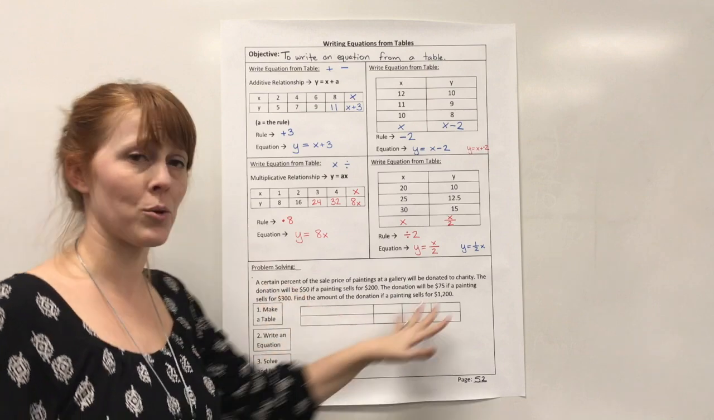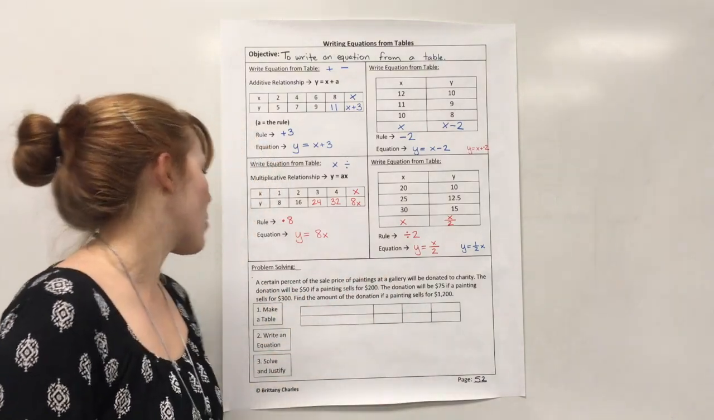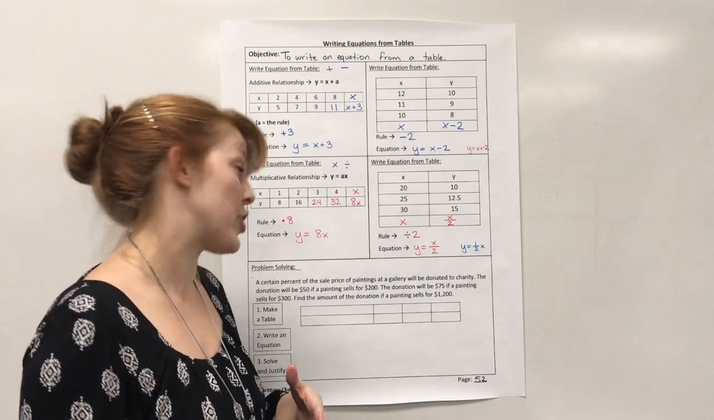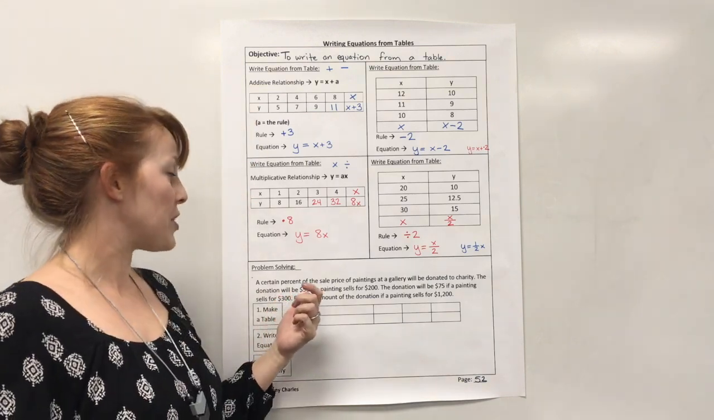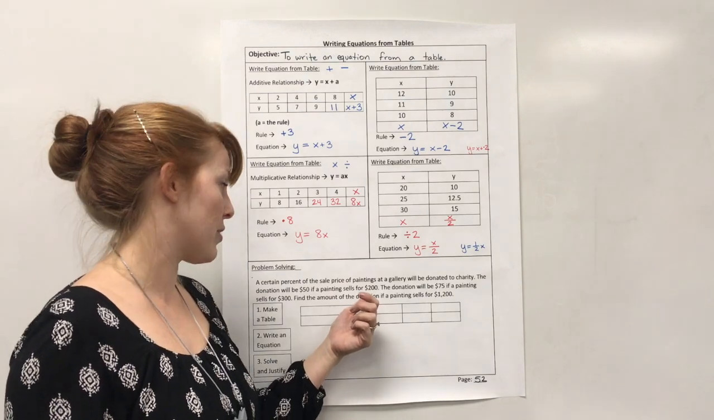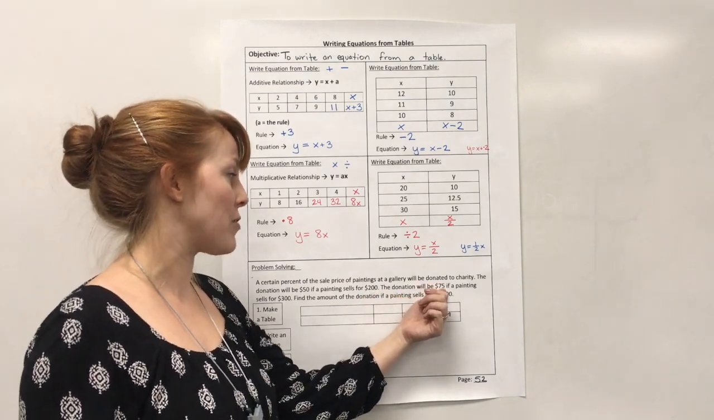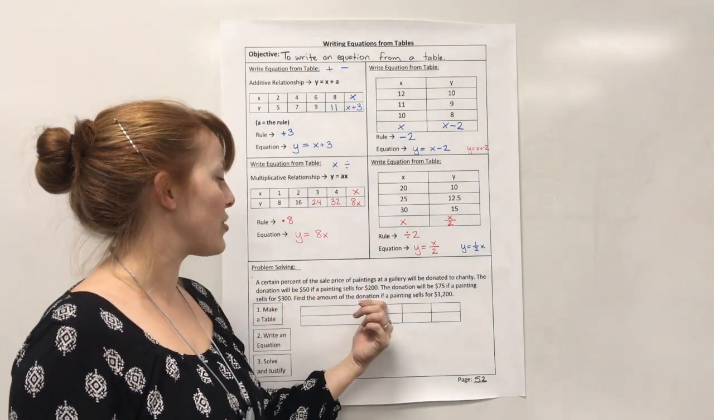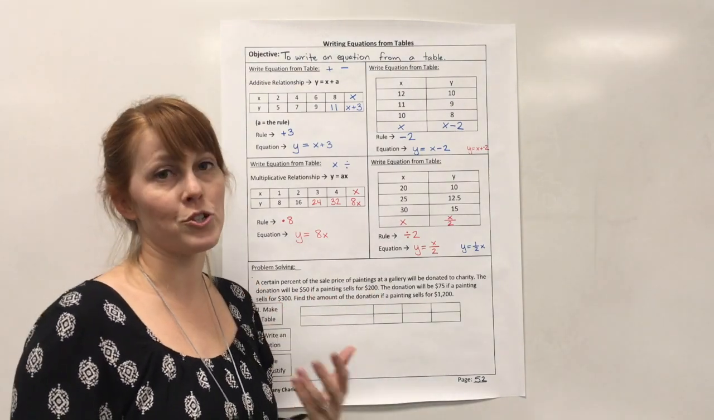All right, now let's look at a word problem. A certain percent of the sale price of paintings at a gallery will be donated to charity. The donation will be $50 if a painting sells for $200. The donation will be $75 if a painting sells for $300. Find the amount of the donation if a painting sells for $1,200.